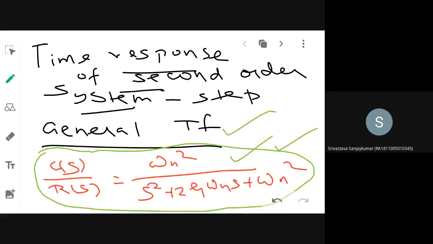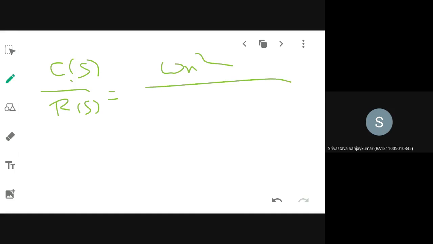This formula is very, very important. The same formula you will use for deriving so many different cases. In the afternoon lab class also I might ask the same question. If you take any second order system, the general transfer function representation is C of s divided by R of s is equal to omega n squared divided by s squared plus 2 zeta omega n s plus omega n squared.